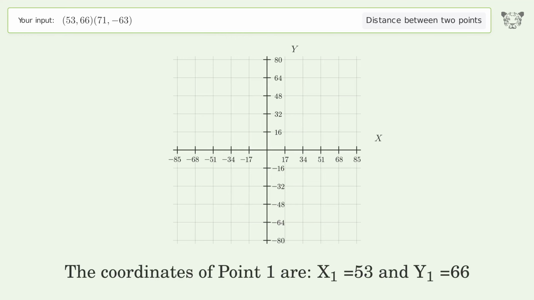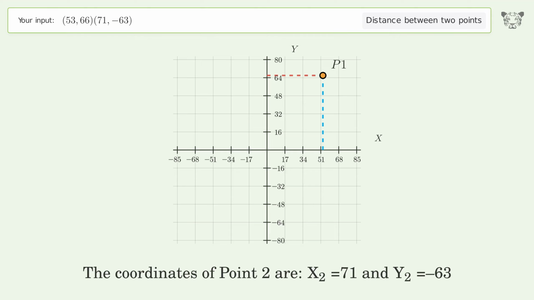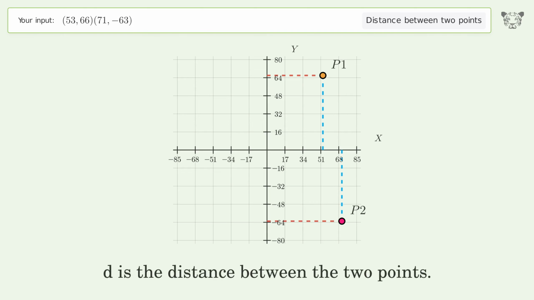The coordinates of point 1 are x1 equals 53 and y1 equals 66. The coordinates of point 2 are x2 equals 71 and y2 equals negative 63. D is the distance between the 2 points.